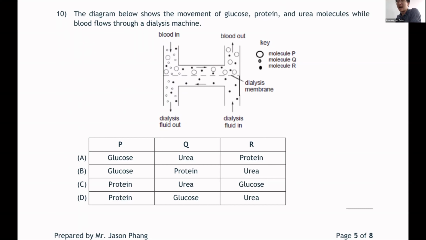So, thanks for your patience. Shafia, then answer question 10. Is it either A or C? One of them is the correct answer. Sarah, you chose?